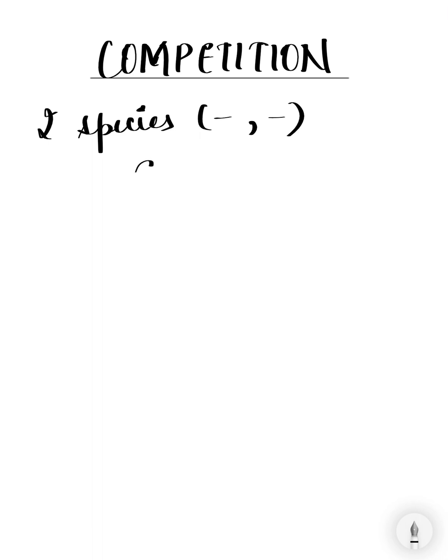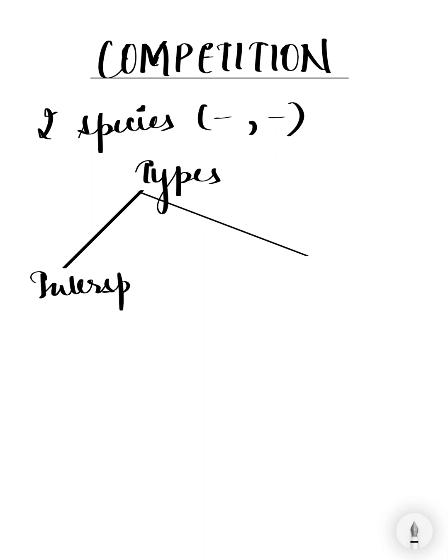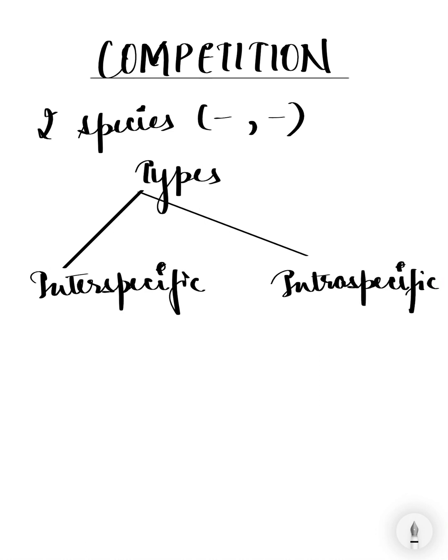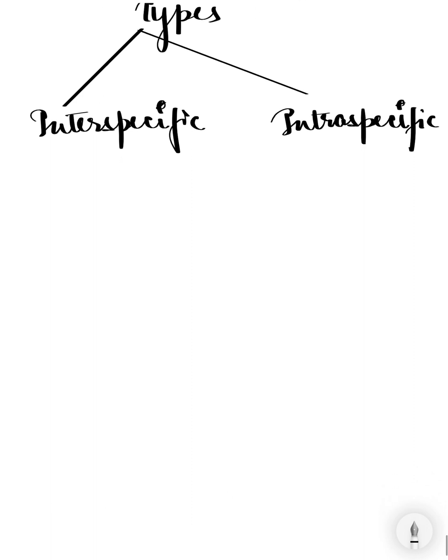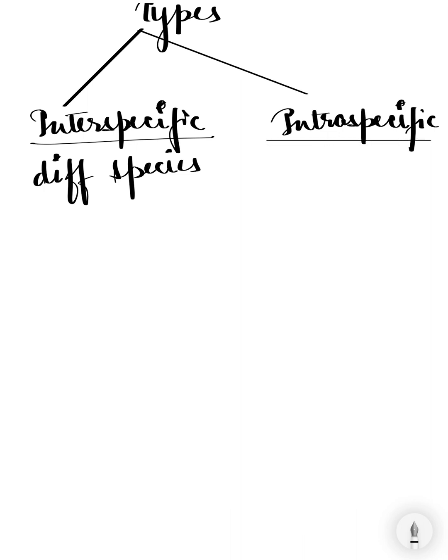If we talk about the types of competition, we have two types. First is interspecific and the other type is intraspecific. In interspecific competition, two or more different species are competing with each other. In intraspecific competition, the individuals of the same species are competing with each other for certain resources.